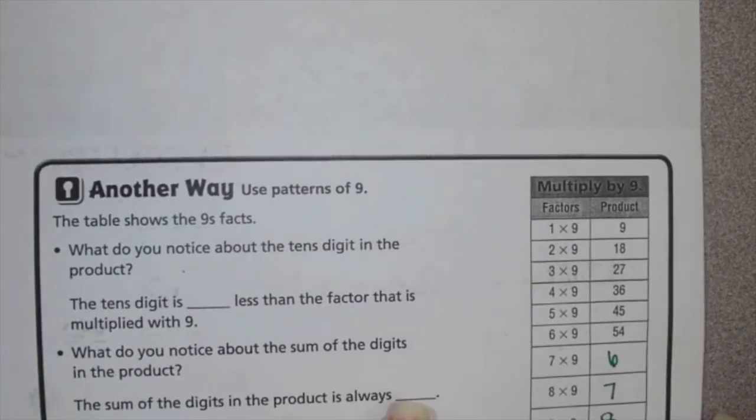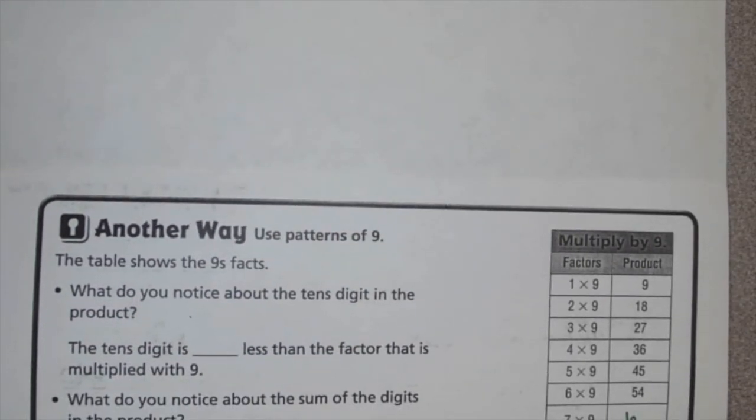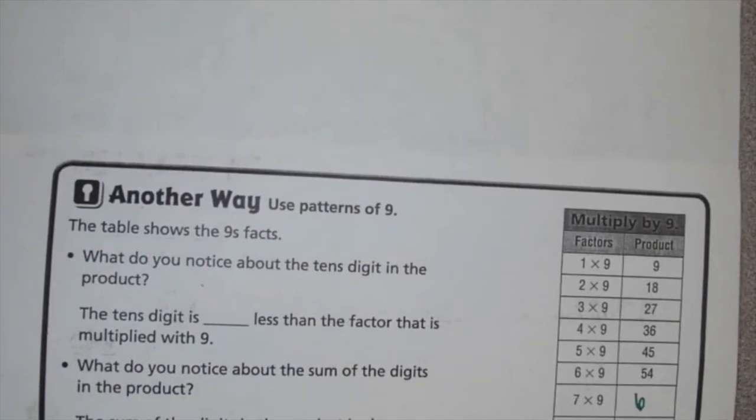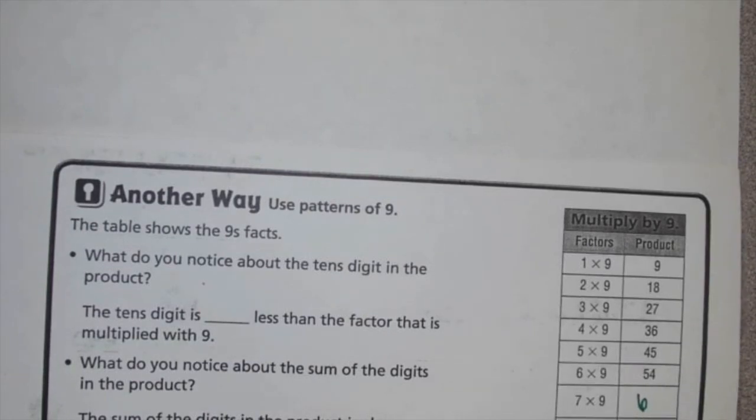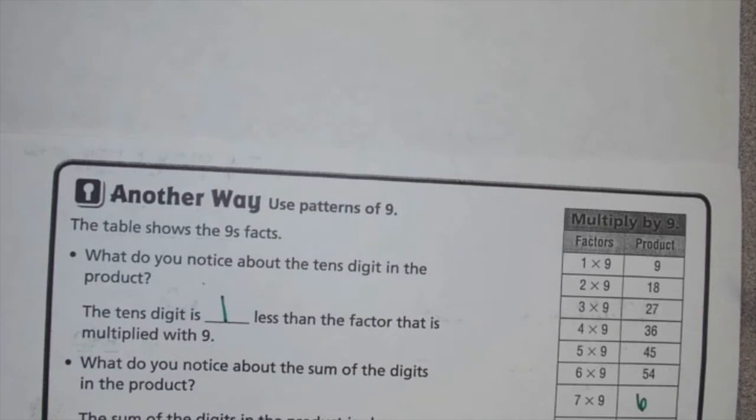So that's really cool. We could keep on going looking at this pattern. Again, 7 minus 1 is 6. So we know the product, the answer for 7 times 9, there's a 6 in the tens place. So the tens digit is 1 less than the factor that is multiplied with 9. Whatever number is being multiplied by 9, you subtract 1, and that number will be the number in the tens place for the answer.